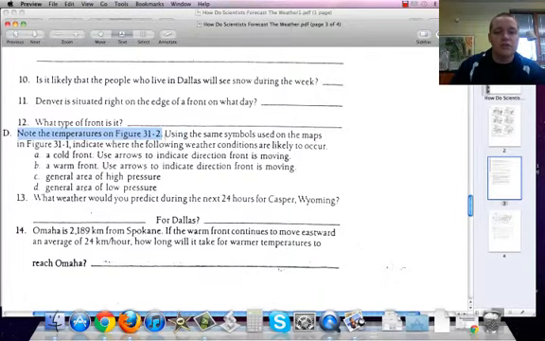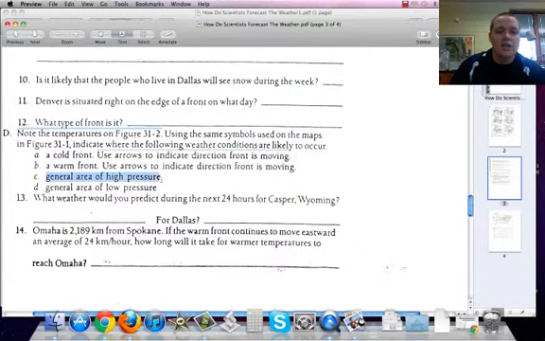So what you're going to do is use the same symbols on the map as you used for figure 31-1, and you're going to indicate, that means draw on that map, where the cold front is located, and then also use arrows to indicate the direction in which it's moving. Second, you're going to draw a warm front. You're going to use arrows again to indicate the direction in which it's moving, where it's headed to.